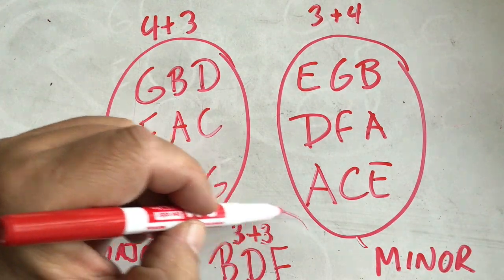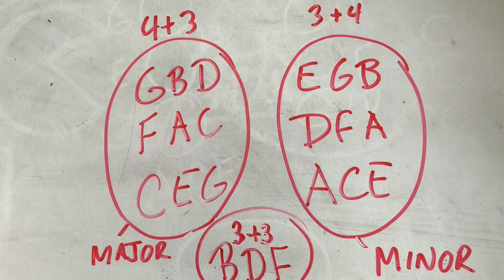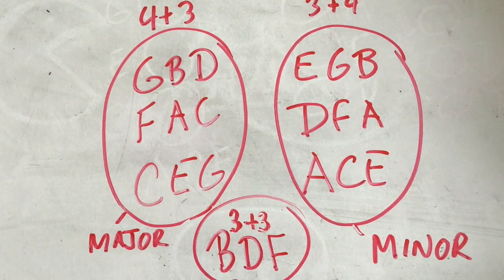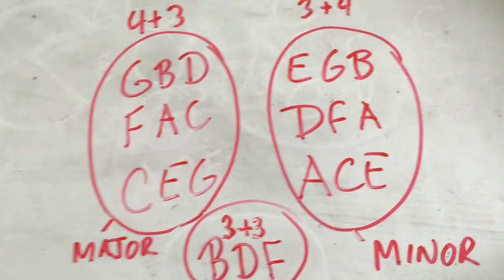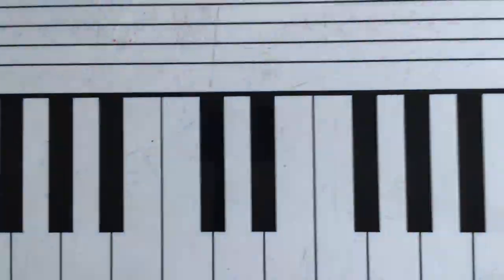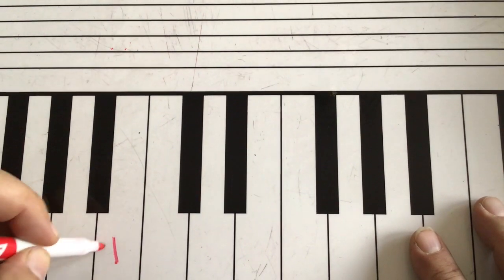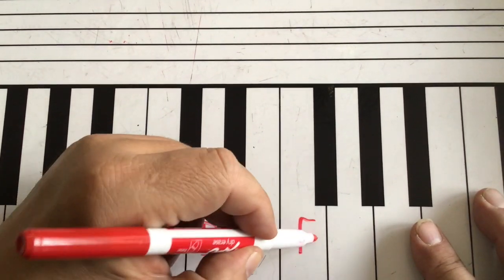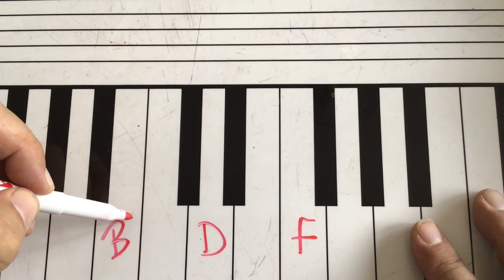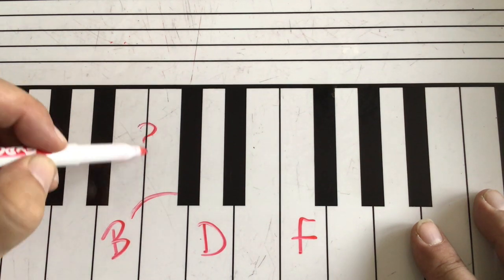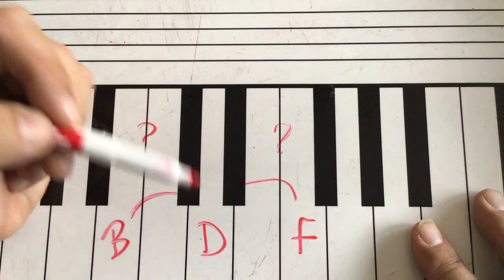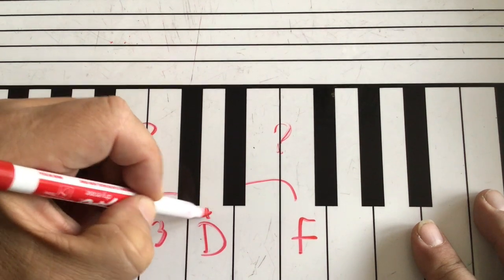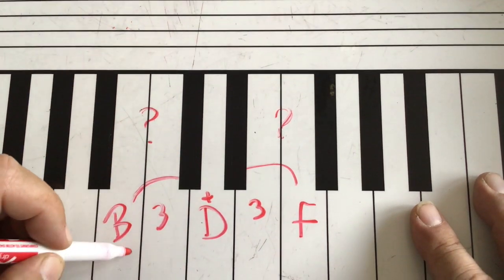And then we have a weird chord, B-D-F, which, if you counted it right, is different from all those. It's 3 plus 3, and we call those diminished chords. Now I'm going to show you why it's 3 plus 3 on the other side here. If you have a B and a D and an F, the reason it's 3 plus 3 is because between here there's no black key, so it can only be 3, and between here there's no black key, so it can only be 3. So 3 plus 3, and that's called diminished.